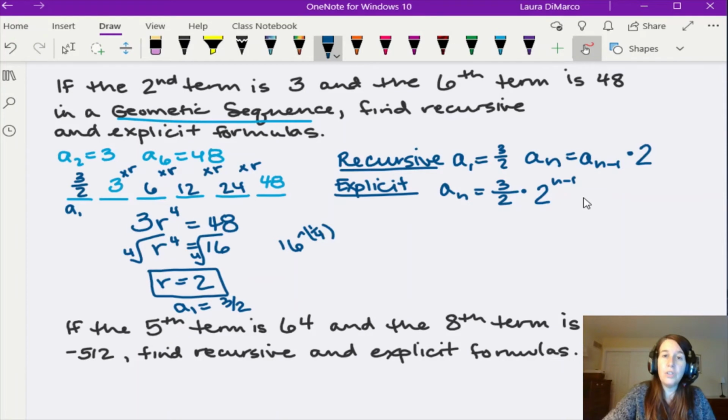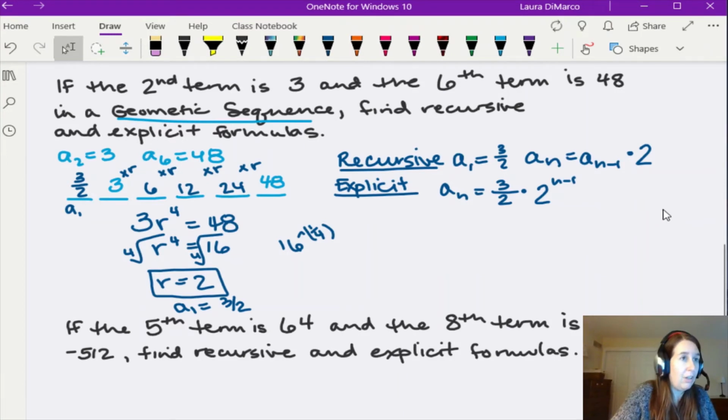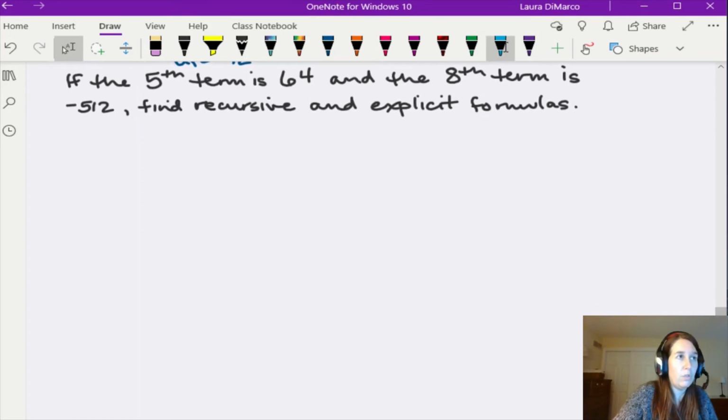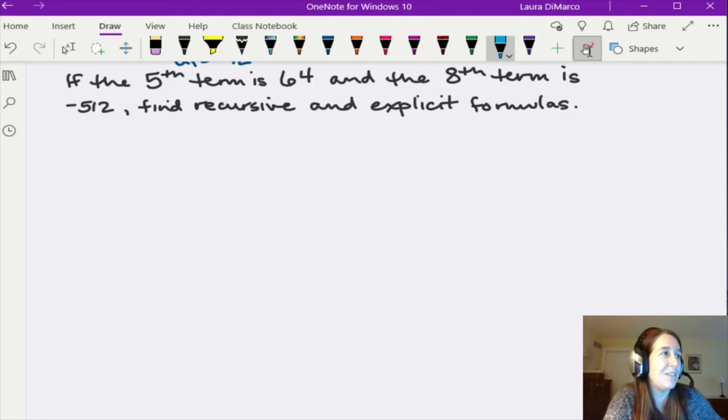Okay, let's do one more like that, because I think it can be a little tricky coming up with how to find R just given 2 terms in the sequence, and there's several ways to do it. So just do it a way that you feel comfortable with, but I think this is one of the easiest ways to do it. So let's say that we know the 5th term, so a sub 5 is 64, and a sub 8, the 8th term, is negative 512.